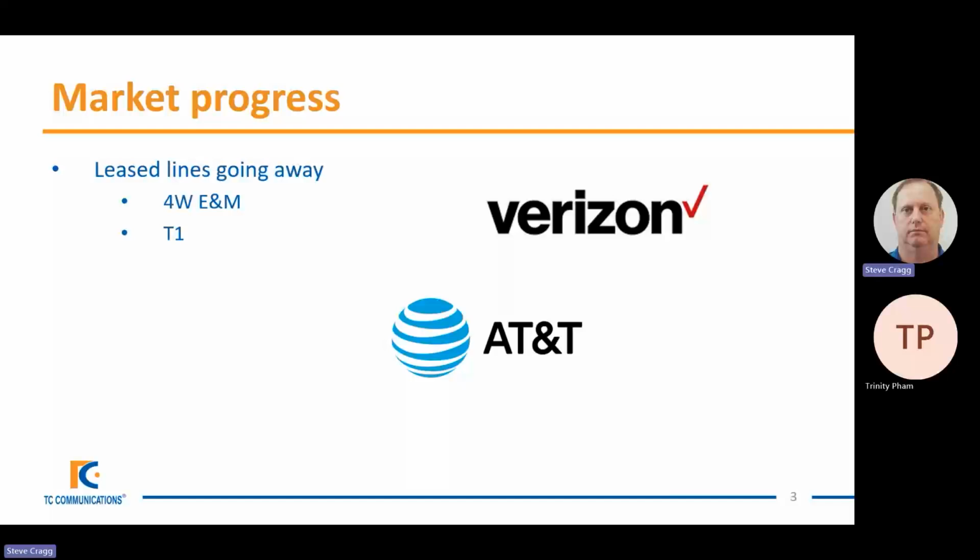Verizon is on a 7 or 8 year plan. They're about halfway through it to retire all of their copper lease lines. AT&T are doing a very similar thing, either telling customers that their lines are going away, they're very expensive, and certainly neither of these will offer you new copper lease lines. And of course, the drive towards digital migration.